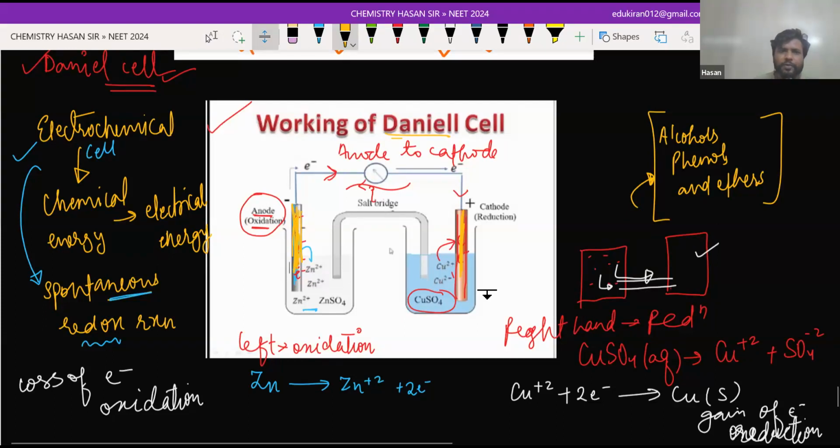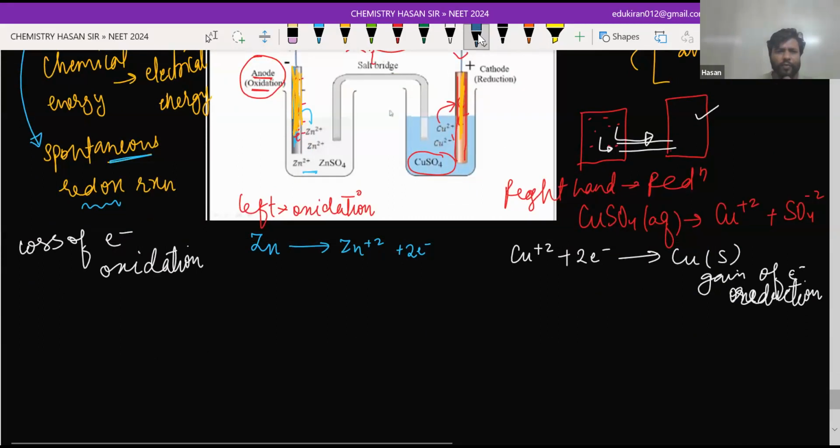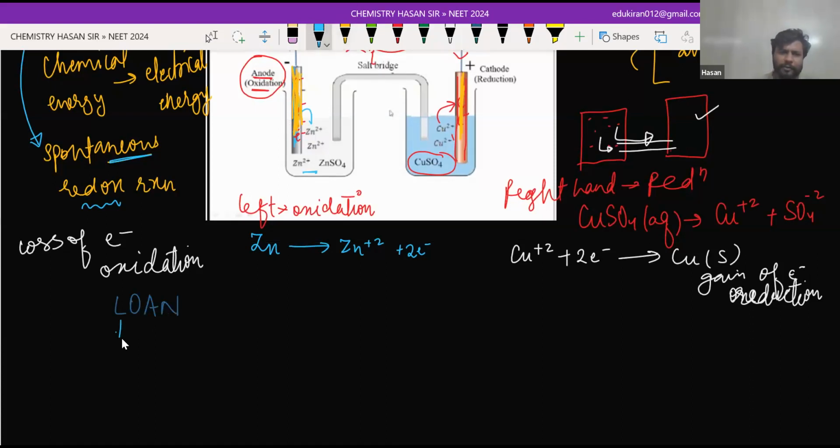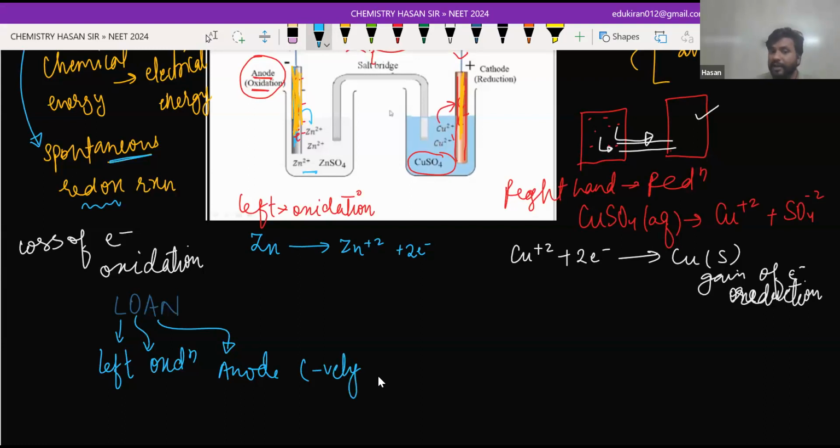Now see what happens. One thing is clear: we usually remember this as LOA. L for left, O for oxidation, so on the left hand side you will have oxidation. A for anode, and the anode is negatively charged. Till now, if you have studied electrolytic cells, you have seen that cathode means negative electrode and anode means positive electrode. But here in the electrochemical cell, zinc oxidizes itself into Zn plus 2 and leaves some electrons in the rod, and that's why the rod becomes negative, because electrons carry negative charge.